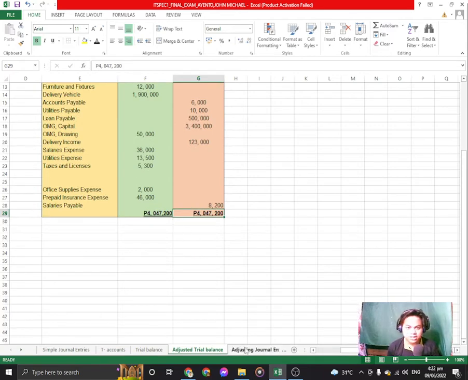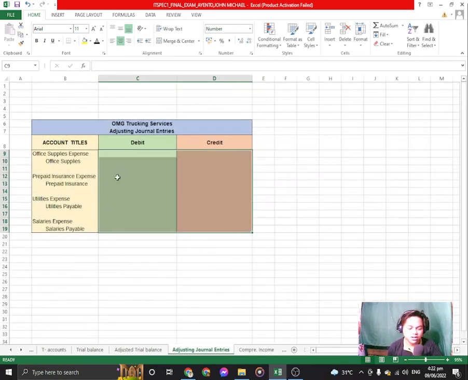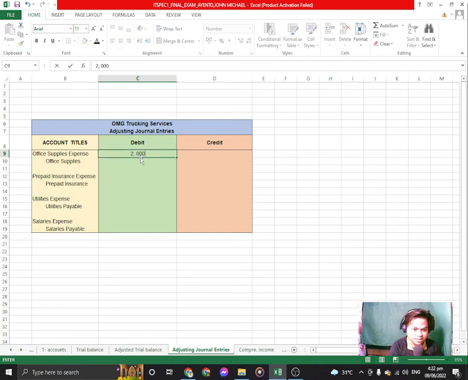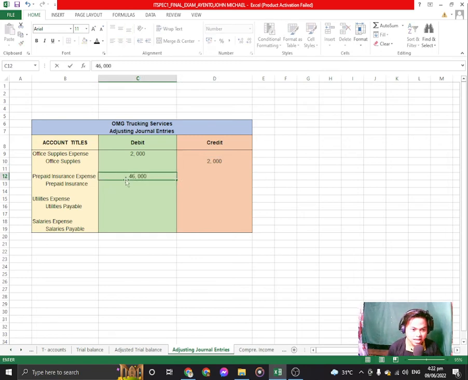Okay. So, we're going to move on adjusting journal entries for the RIA. Ang ato ang sa office supplies. Office supplies, we have the 2,000 pesos. And then for the office supplies expense, 2,000 pesos. Then office supplies, for the credit is also 2,000 pesos. And then for the prepaid insurance expense, we have the 46,000 pesos. And then for the prepaid insurance for the credit, we have also 46,000 pesos.